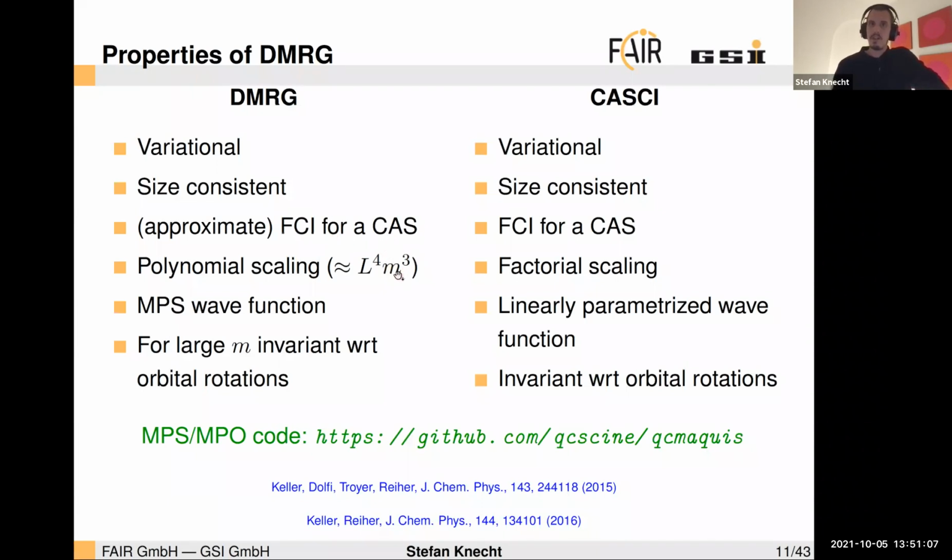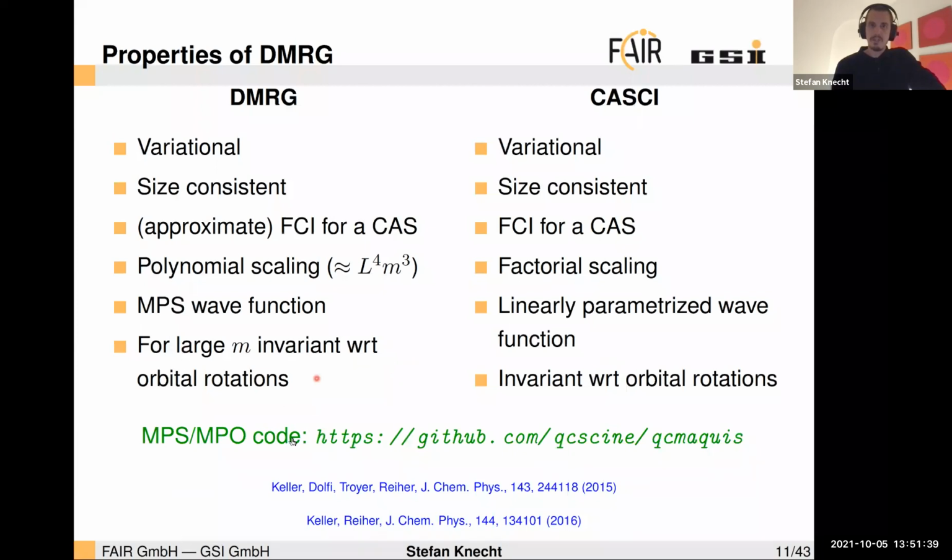And in my case, the bond dimension, I call it M here. It was the capital D, I think, before in Uli's talk. And one issue that one has to be aware of is that only for large bond dimensions, the MPS wave function actually becomes invariant with respect to orbital rotations. So in principle, unlike a full CI wave function where active orbital rotations are redundant, they're actually non-redundant in a DMRG.